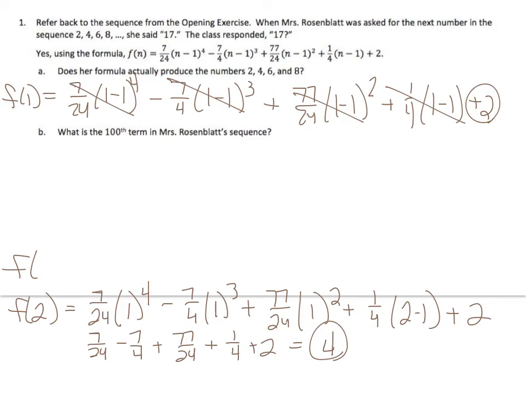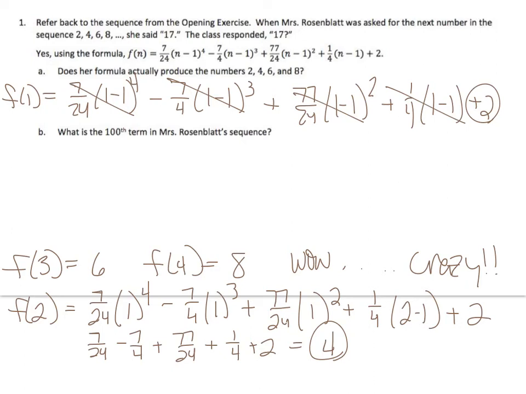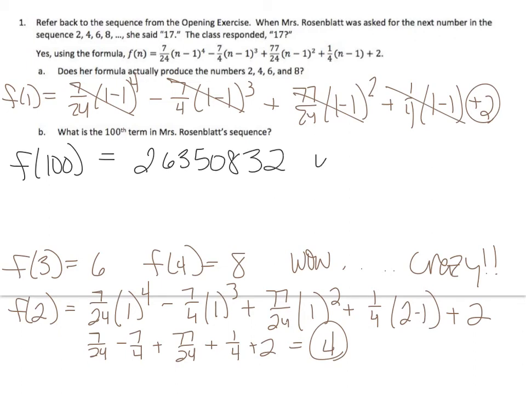So if we evaluate the function at 3, we are going to get 6. And if we evaluate the function at 4, we will in fact get 8. That's crazy, right? What is the 100th term in Mrs. Rosenblatt's sequence? So we're going to evaluate the function at 100. Okay, hold on, I'm going to put up my calculator. Phew. 2, 6, 3, 5, 0, 8, 3, 2. Okay, big number.